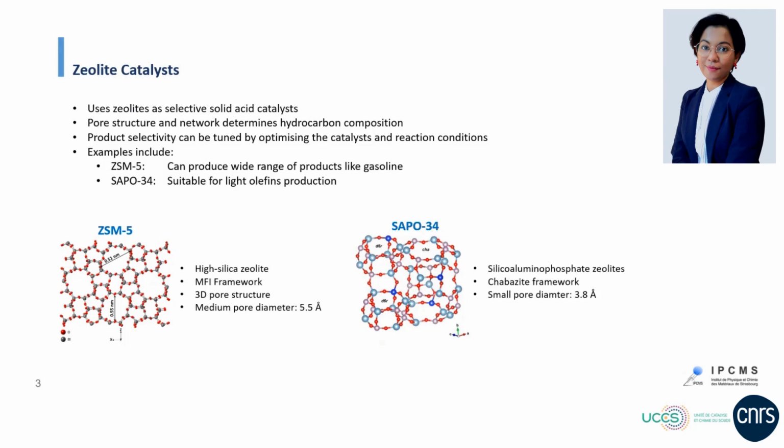One is ZSM5, which is a high silica zeolite having an MFI framework, a three-dimensional pore structure with a medium pore diameter of 5.5 angstroms. Thanks to the size of the pore, this can facilitate a wide range of products and higher carbon chains like gasoline. And SAPO34, which is a silico-aluminophosphate zeolite with a Chabasite framework and small pore diameter, which is suitable for the production of light olefins.